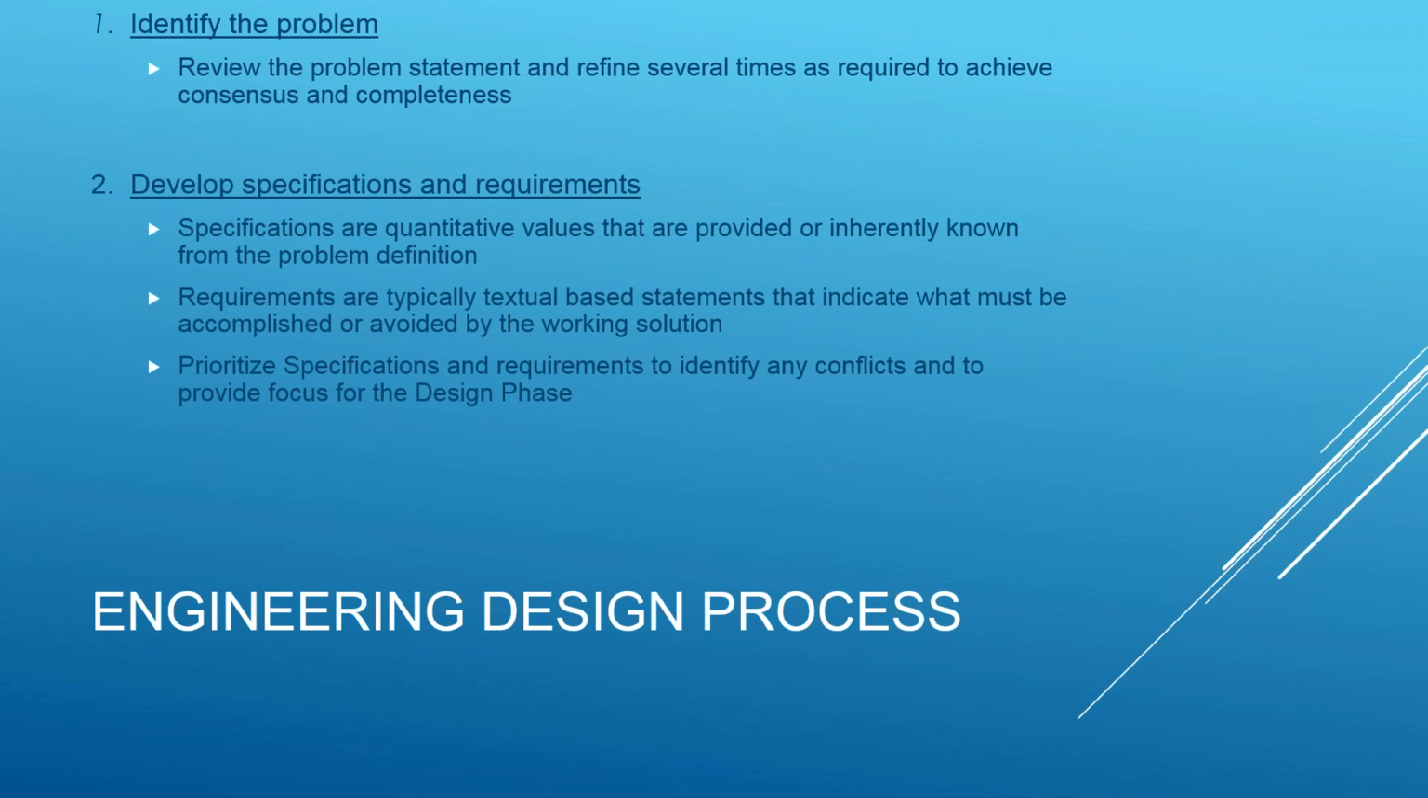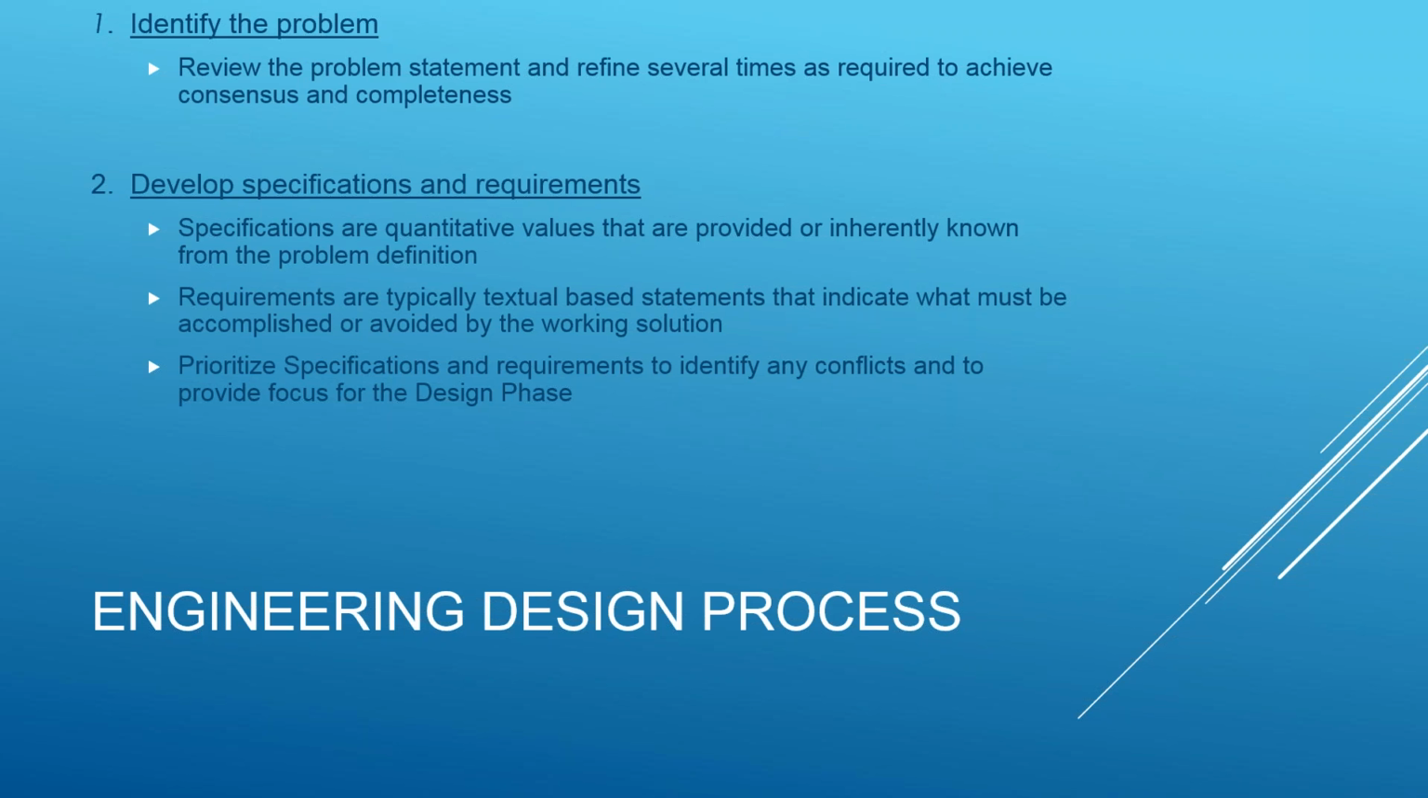Okay, the engineering design process that we'd like to see you use, the very first thing is to identify the problem. You need to review the problem statement and refine that as required to achieve consensus and completeness of your team. Sometimes there may be multiple problems, and what you need to do is try to identify what is the most important problem to work on at that time and carry that one problem to completion before you try to tackle others.